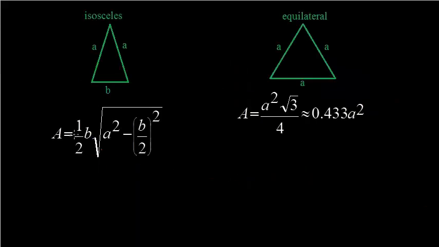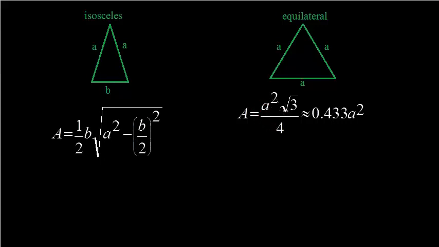Isosceles and equilateral triangles have unique formulas for finding their area. Of course, if we know the height and the base of the triangle, we can easily solve for the area using our previous formula, A equals 1/2 base times height. However, if we only know the sides of the triangle, we can find the area using these formulas. For isosceles, just plug in the values of b and a, and you will find the area of your isosceles triangle. In an equilateral triangle, all sides are the same length, so if you know one side, you can find the area. Just plug it in to this formula here.